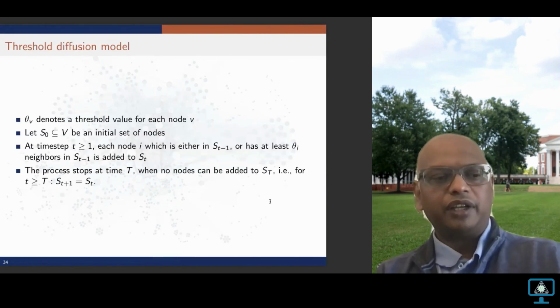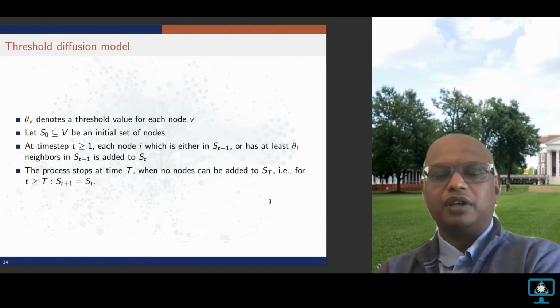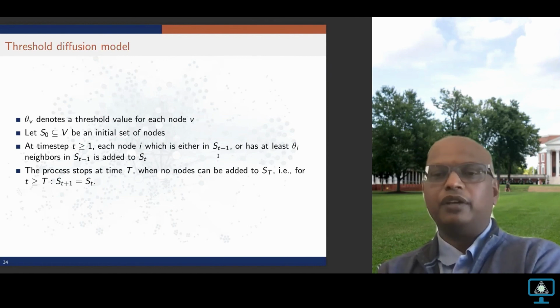So there is a nice connection to threshold type of diffusion models. So what is a threshold model? We have a threshold value theta v for each node. We start this threshold model at some set S0. At each time t, node i, if it's in S_{t-1}, it's added to S_t, or if it has at least theta_i neighbors in S_{t-1}, it's added to S_t.